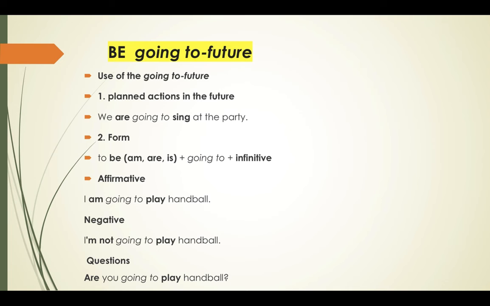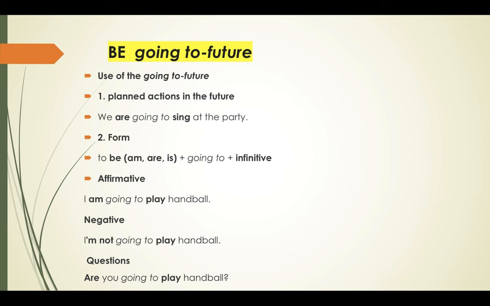So, questions. How are we going to form questions with going to? Are you going to play handball? This is the question form. We put first the verb to be, am or is or are, plus the subject you, plus going to, plus the verb in infinitive, plus a question mark. Don't forget the question mark. Are you going to play handball?